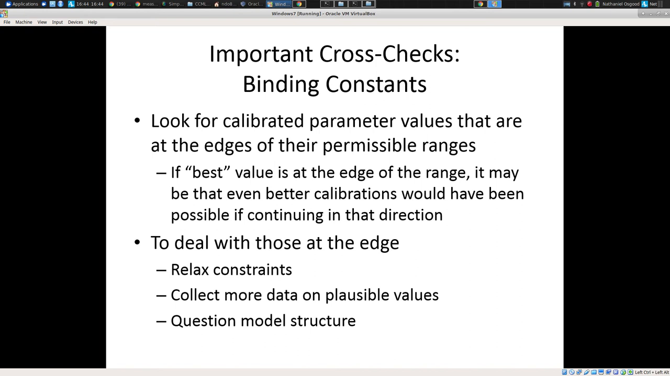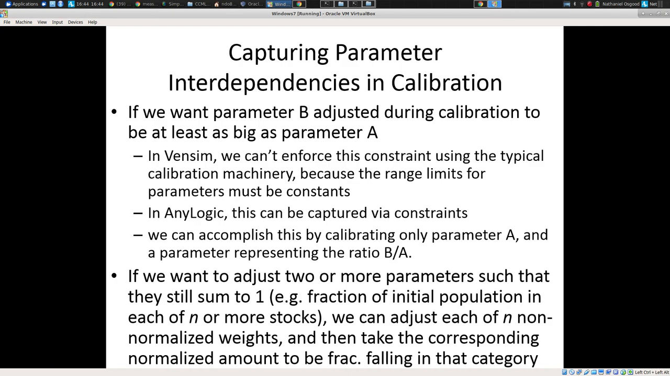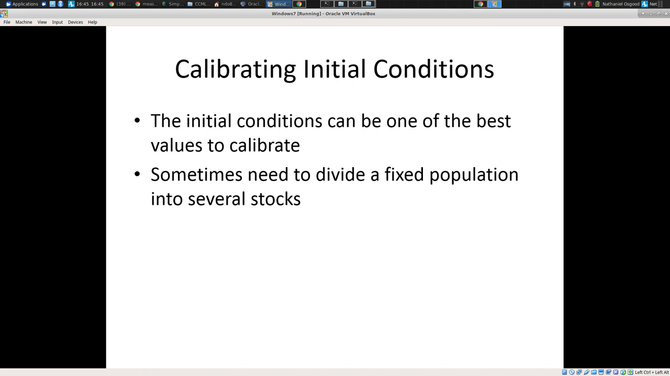So you should look for calibrated parameters at the end of their permissible range, and that's suspicious because it's saying it could probably do even better if it went further, and you should try to understand that and potentially challenge model structure. There's some clever ways you can do things like have parameter A be at least as big as parameter B by, for example, having a coefficient of the difference, the quotient between them, and you make parameter A that coefficient times parameter B, and that coefficient only goes from one and larger, and that's a quite easy thing to do. And there's some ways of adjusting parameters, for example, so they sum to one, etc.